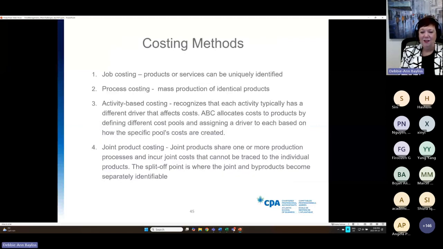Costing methods. Make sure that you're familiar with those methods, whether it's job costing, process costing, or activity-based costing. Make sure that you're comfortable with that. It's a very testable item. And knowing that, you need to identify those different cost pools, determine the appropriate allocation base, and calculate the allocation rate. Joint product costing.